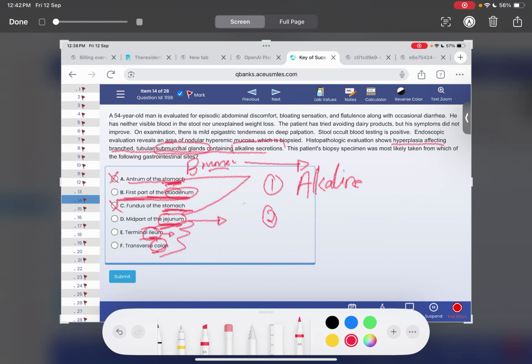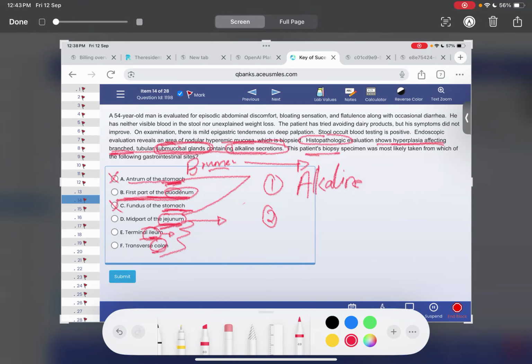So basically, the most important thing is this is histopathology. Note that it is simple, showing hyperplasia affecting the Brunner submucosal glands, which contain alkaline secretion. In the patient biopsy, I told you, the CT scan, X-ray, and histopathology for pathology, look at the stem to know the pathognomonic sign of each disease.